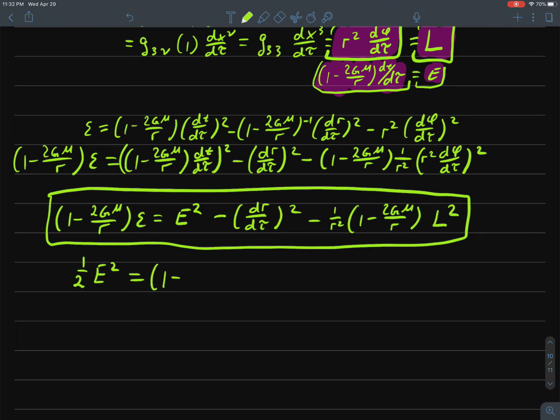So I have 1 minus 2 GM over r, epsilon over 2. Some dust on my iPad screen, had to blow away. Epsilon over 2. Then we get plus 1 over r squared, 1 minus 2 GM over r, and I will have L squared over 2, and then plus 1/2 dr d tau squared. Okay.